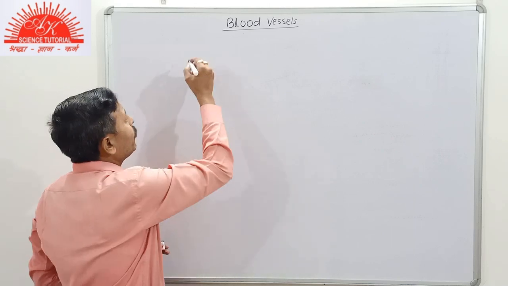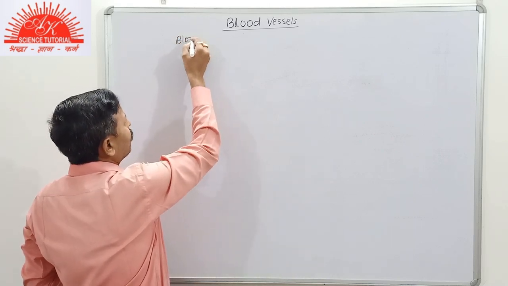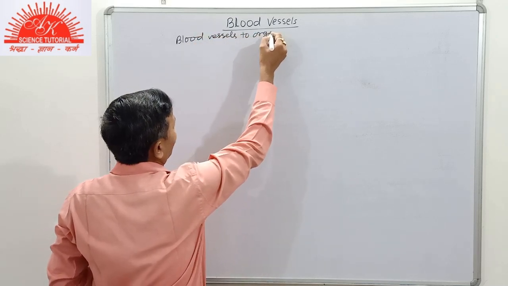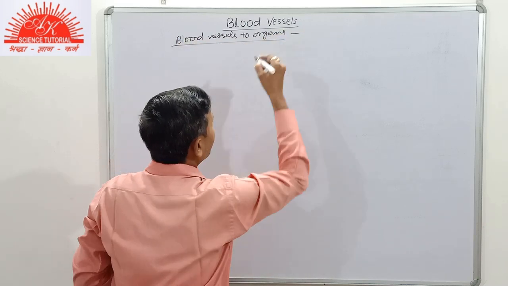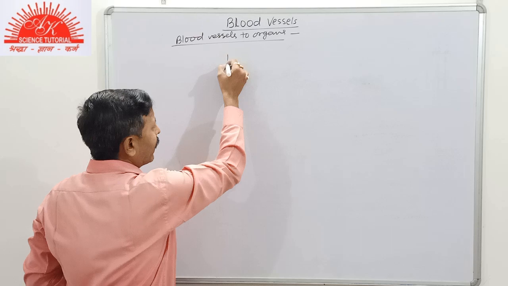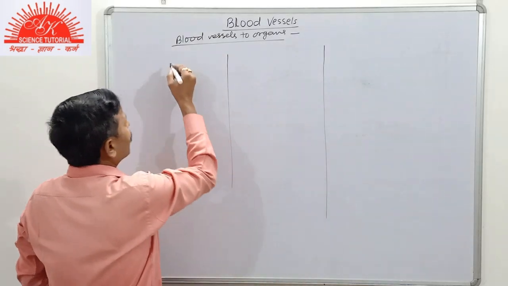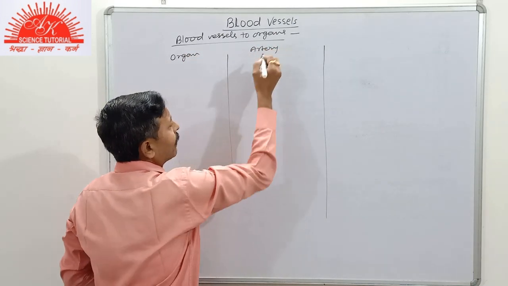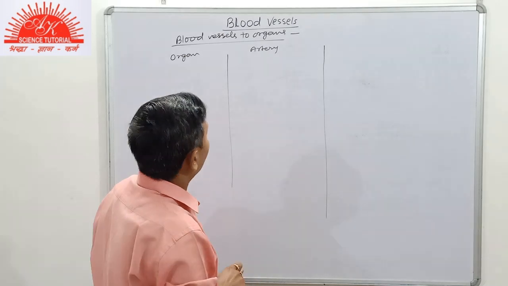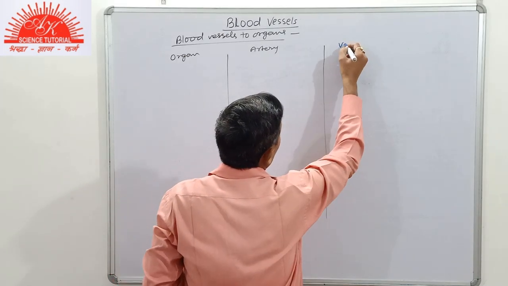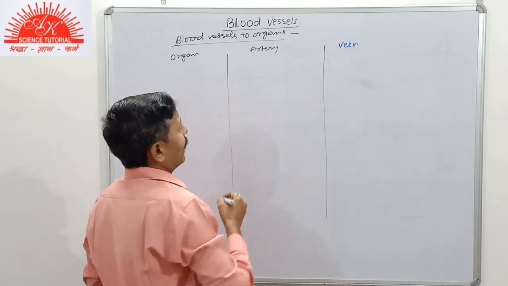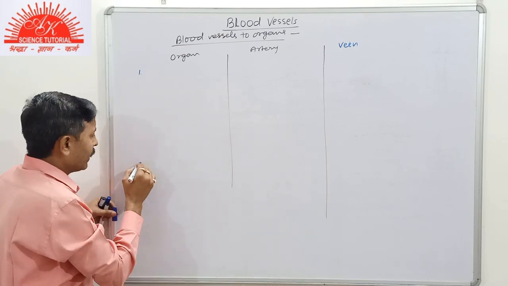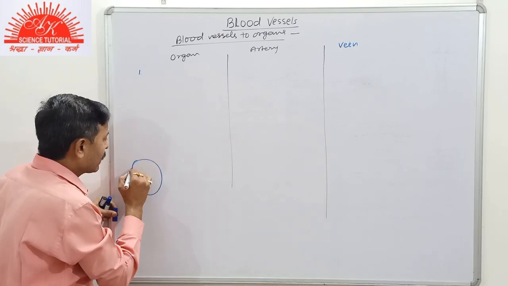Now students, we are going to study the blood vessels to organs. That is, we are going to study which blood vessel goes to which organ, and we can have three columns in it. First we write the name of the organ, then the artery which will be supplying oxygenated blood to the different organs, and then the vein that will return the blood from that organ. Now starting from the upper part, suppose here is the heart.